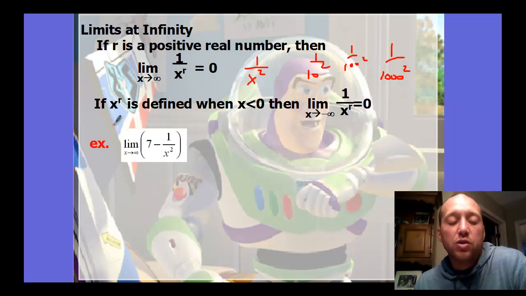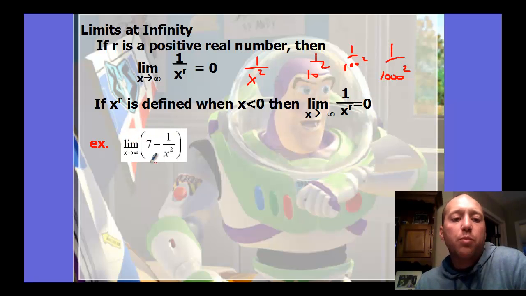It's converging to 0. So if x to the r is defined when x is less than 0, then the limit as x approaches negative infinity would also be 0. Really, if you plug in that extremely large value for your denominator, you're getting a fraction that approaches 0.